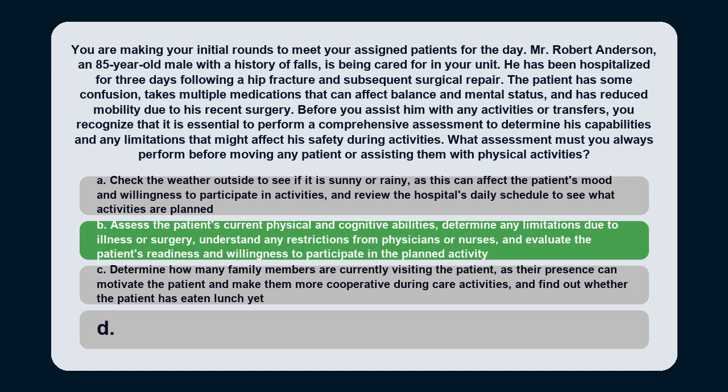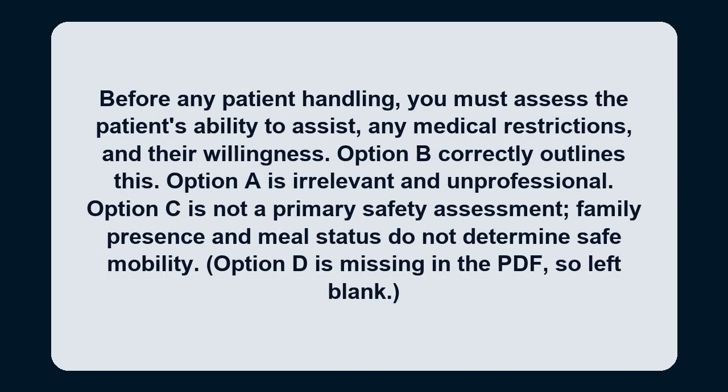The answer is B. Before any patient handling, you must assess the patient's ability to assist, any medical restrictions, and their willingness. Option B correctly outlines this. Option A is irrelevant and unprofessional. Option C is not a primary safety assessment. Family presence and meal status do not determine safe mobility. Option D is missing in the PDF, so left blank.